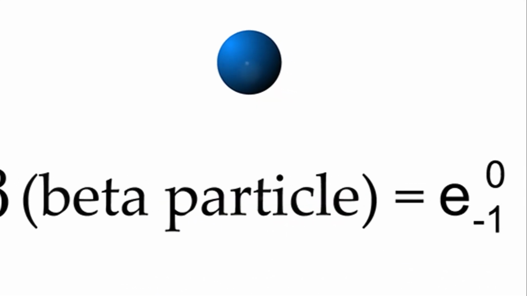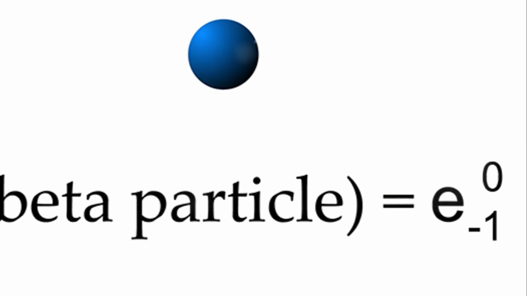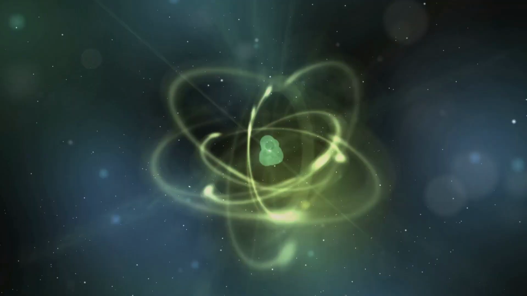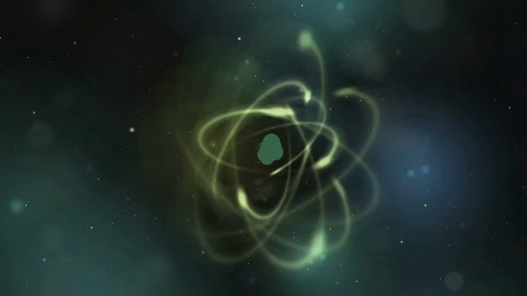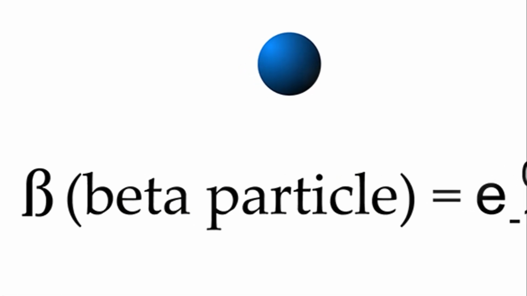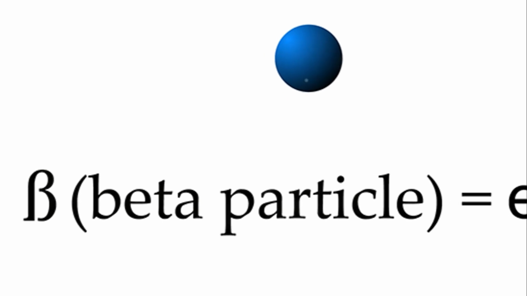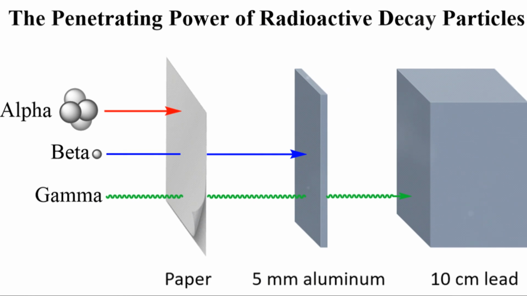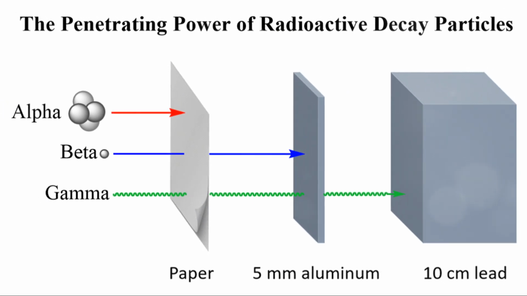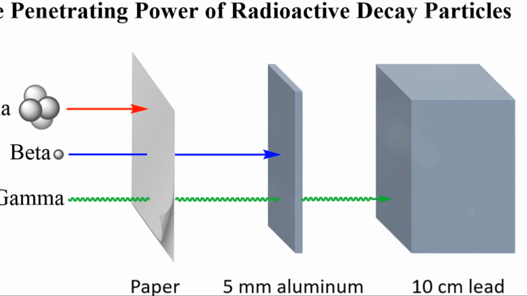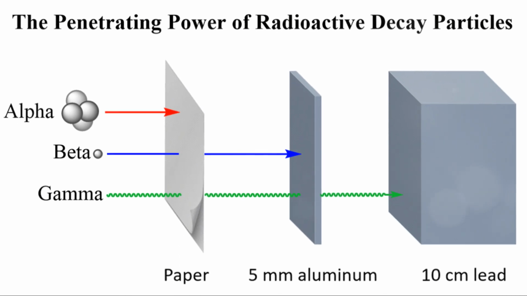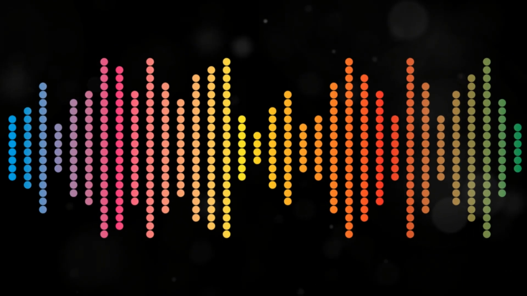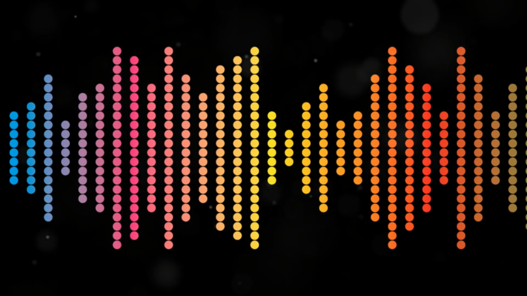Beta radiation, on the other hand, consists of beta particles, which are high-energy electrons or positrons. Think of these as nimble, fast-moving electrons. Beta particles are much lighter than alpha particles and carry a negative or positive charge. They can penetrate further through materials than alpha particles, requiring a few millimeters of aluminum or a similar material to stop them. Finally, gamma radiation is not a particle, but a high-energy electromagnetic wave.